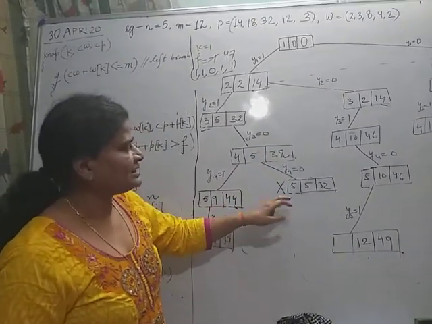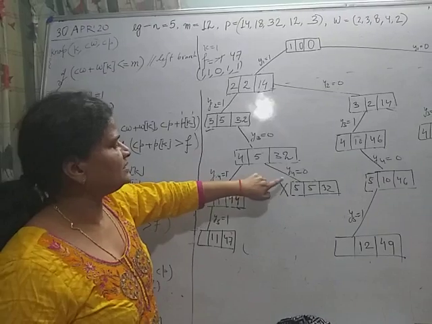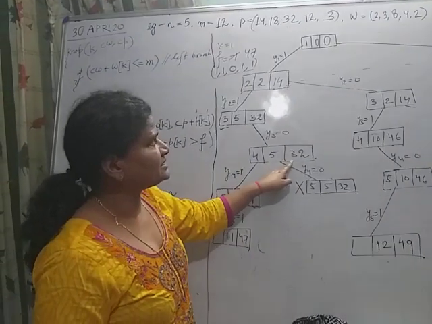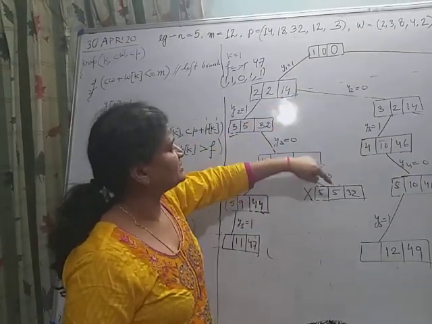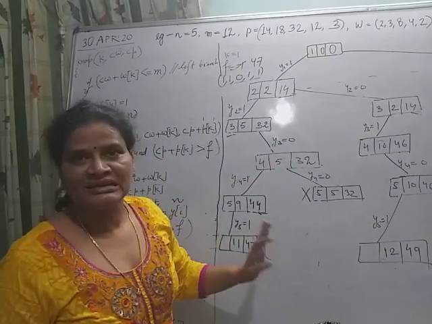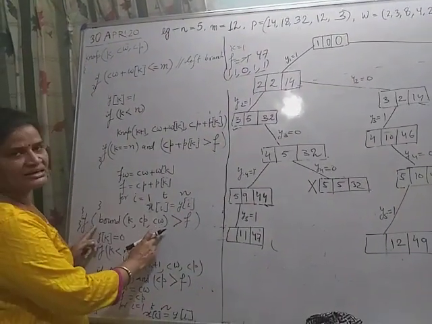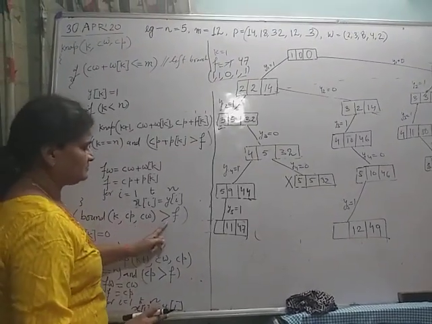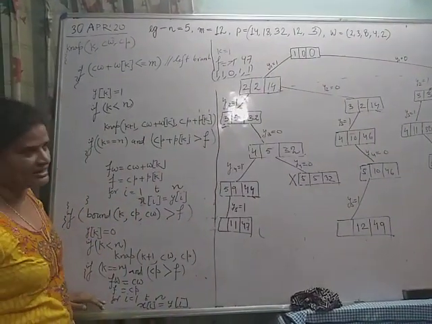Now we can check that if we apply the bound function, then k plus 1, that is the fourth weight, is excluded, and we are simply at the fifth. So simply 32 and the profit of the fifth is 3, so 32 plus 3 is 35. So is this less than 47? The bound function will return 35, and this is less than f. So here this right branch code will not be executed.